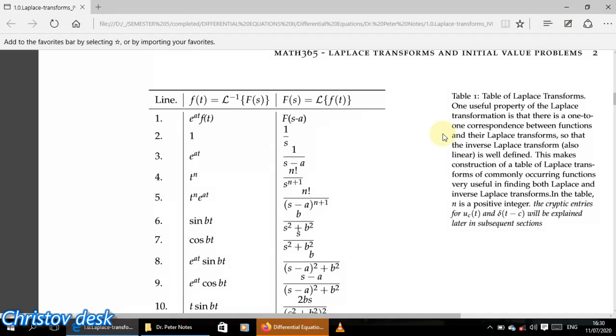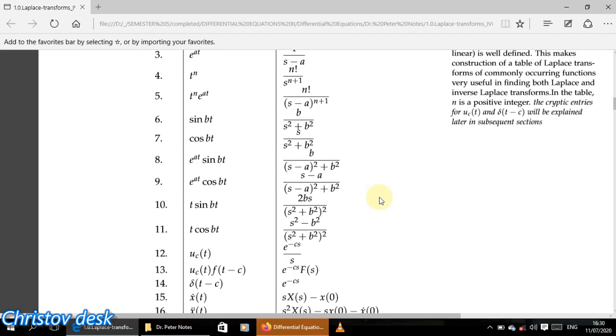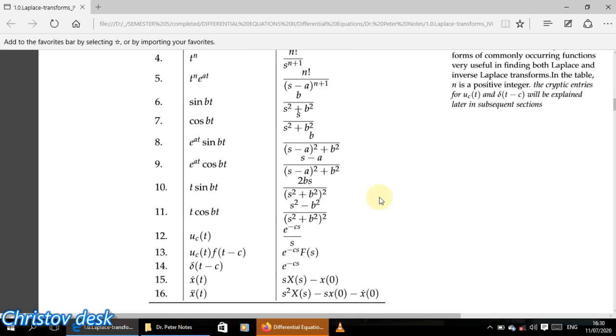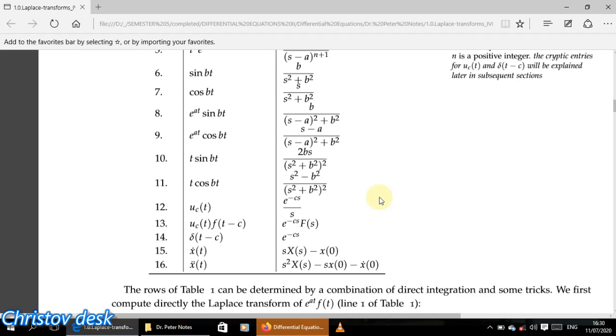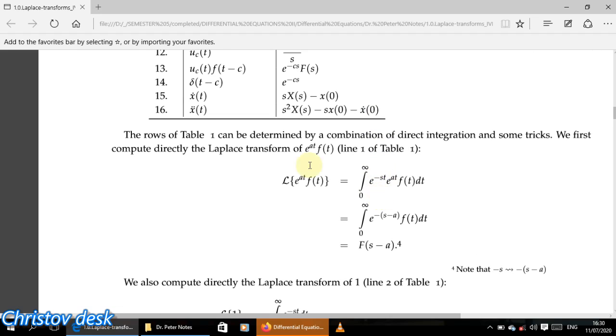This is a table, so you have to know all of them. You can just capture that table and then study them. So this is how it is done. You see that the rows of table 1 can be determined by whatever.